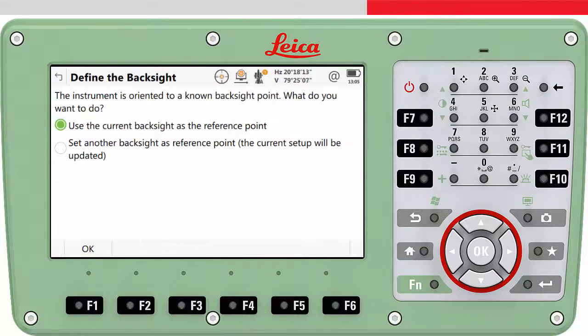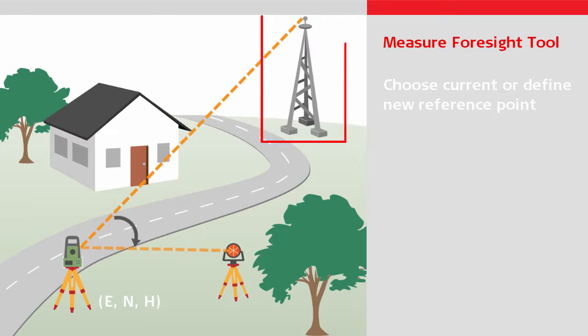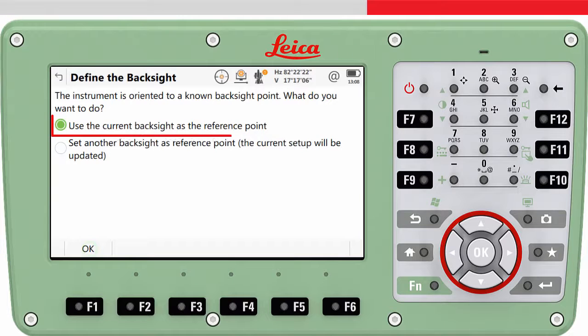The Define the Backsight screen only appears if the current setup was made using the Set Orientation or Known Backsight method. This allows you to define if the current backsight should be used as the reference point, or if it is needed to define a new reference point. The reference point is the point from which angles will be turned when measuring to the new foresight point. We will choose to use the current backsight point as the reference point.